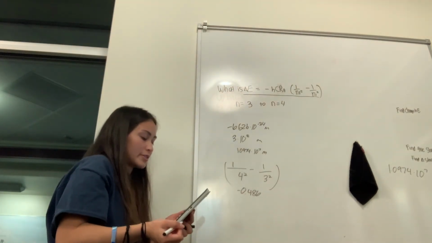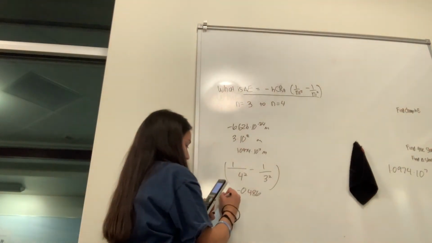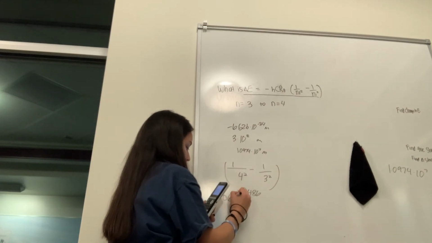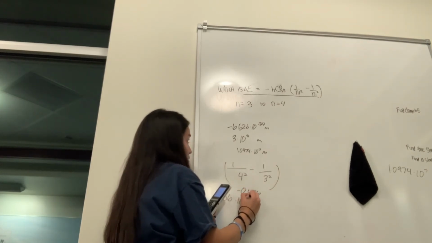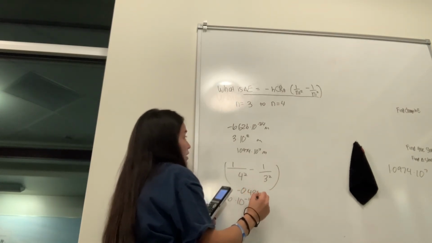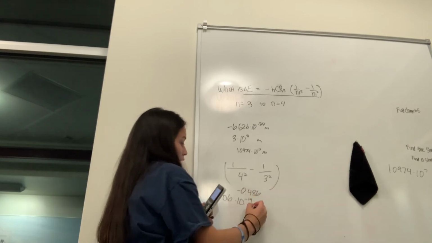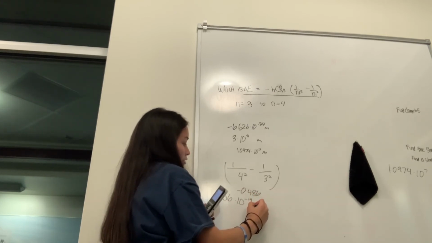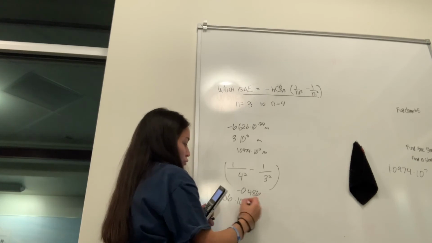So the final answer that we get is 1.06 times 10 to the negative 19th, and that is the change in energy, so our units would be joules.